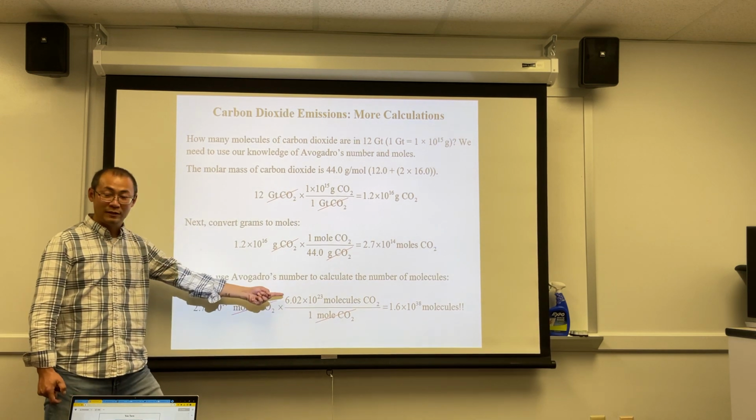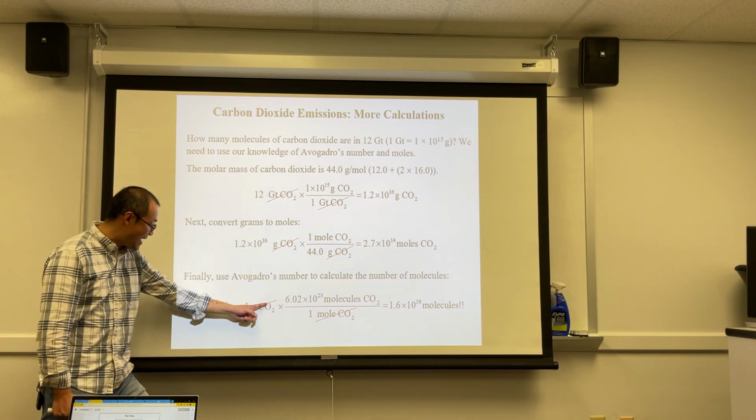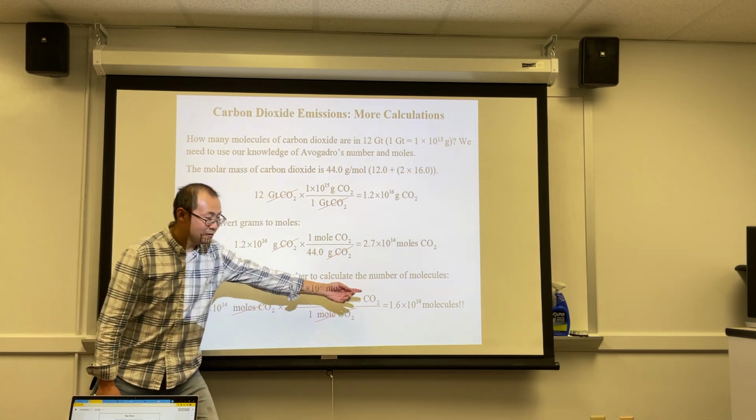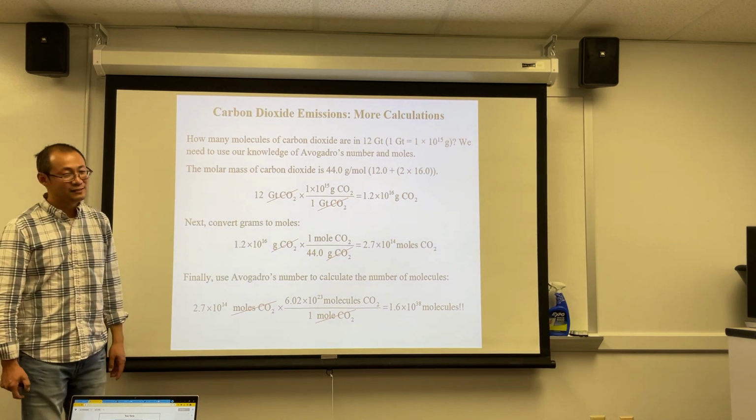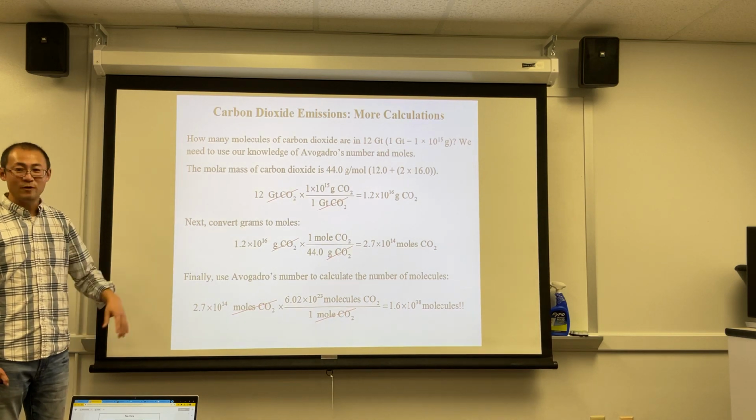Because 1 mole is what? 6.02 times 10 to the 23rd. Why did I put mole in the bottom? Because I can cancel what? Moles. And then what? I get the number. Okay. You see that? This is how chemical calculation works.